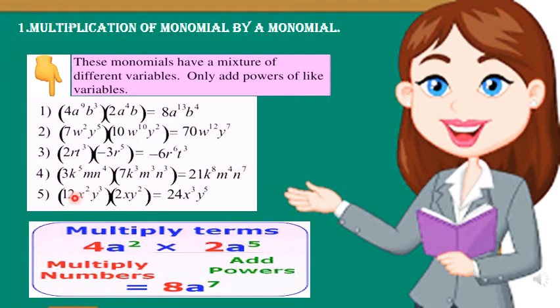And one more example, that is 12x square y cube multiplied with another monomial 2xy square. 12 into 2 is 24. X square into x is x cube. Y cube into y square is y power 5. Hope you all understood how to multiply monomial with a monomial.